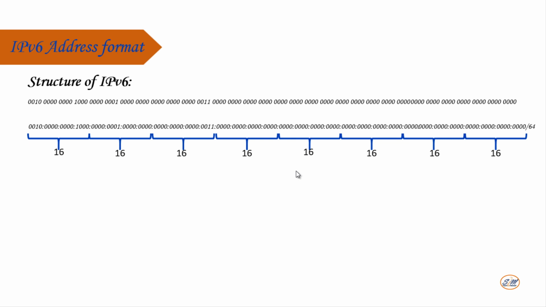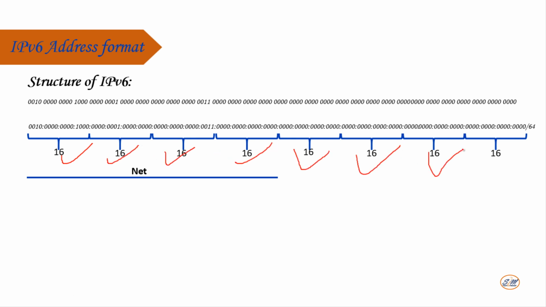First, we should divide the 128 bits into 8 fields. Each field provides 16 digits in binary. So field 1, 2, 3, 4, 5, 6, 7, 8. Each field provides 16 digits in binary.